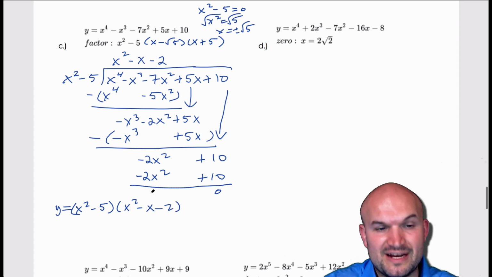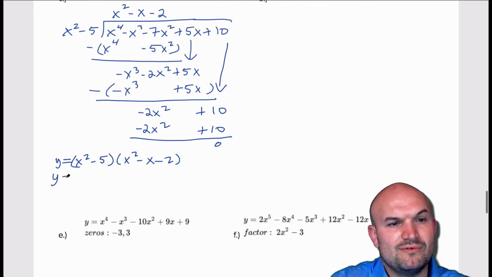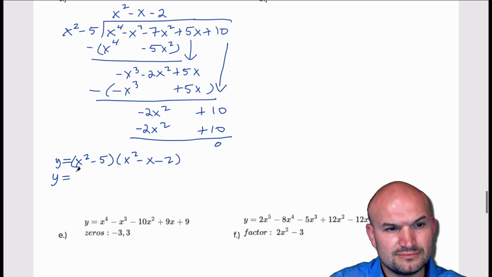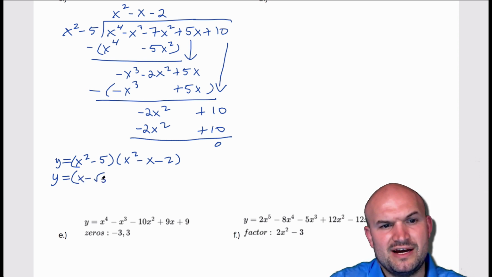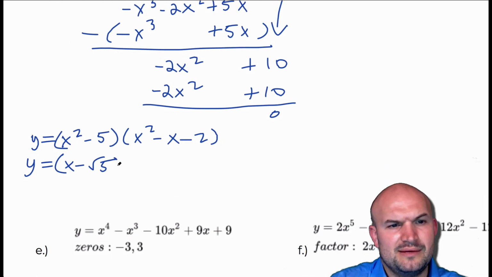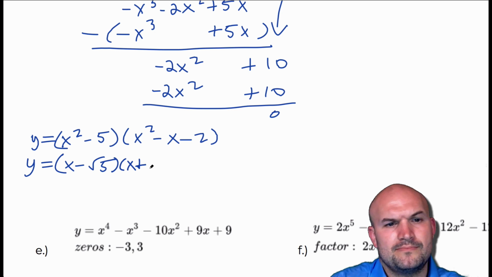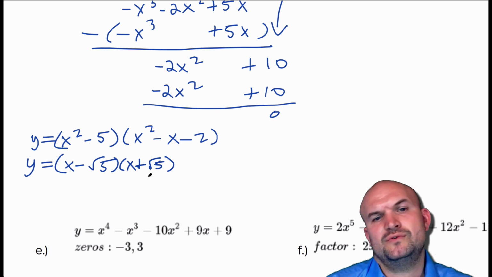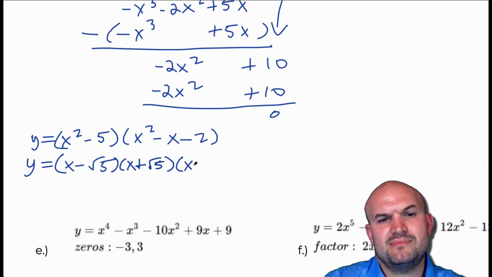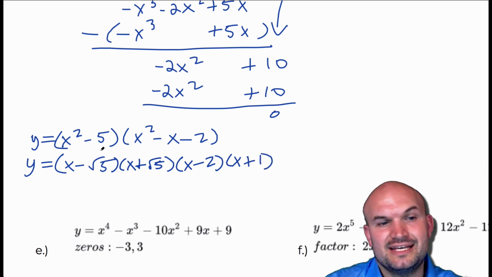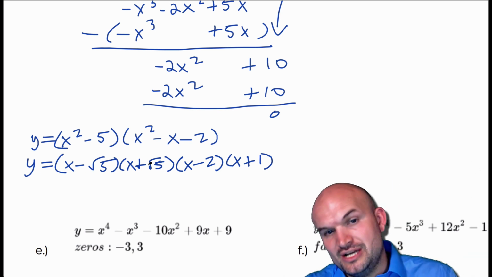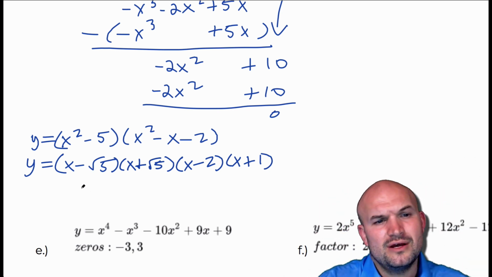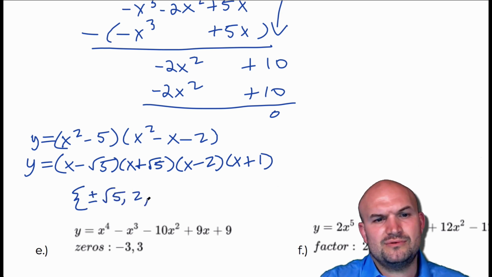But if I want to write this in linear factorization, that means I need to rewrite this as a product of linear factors. So that's x minus square root of 5 times x plus square root of 5. This is going to be, let's see, what two numbers multiply to give you negative 2 and add to give you negative 1. That would be x minus 2 times x plus 1. Okay? And now you can see that I can set this equal to 0 and then set each and every factor equal to 0 to find my zeros, which is just going to be plus or minus square root of 5, 2, negative 1.